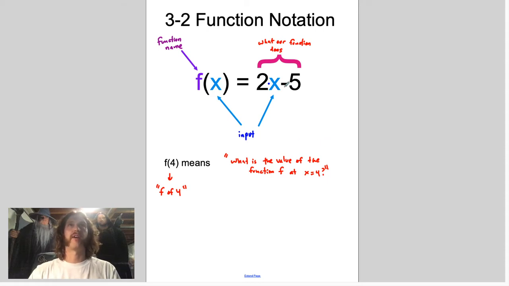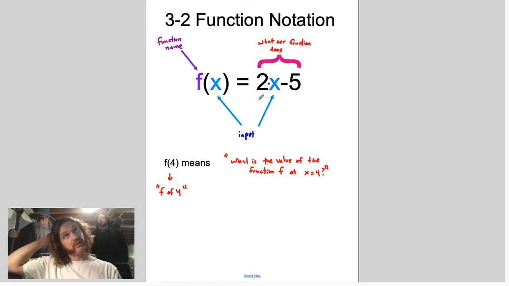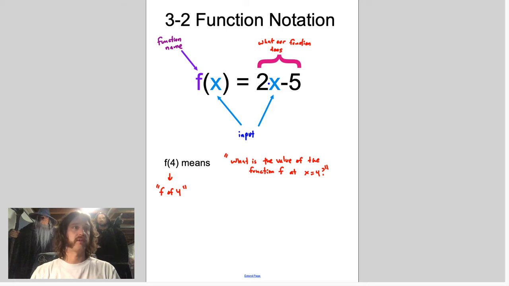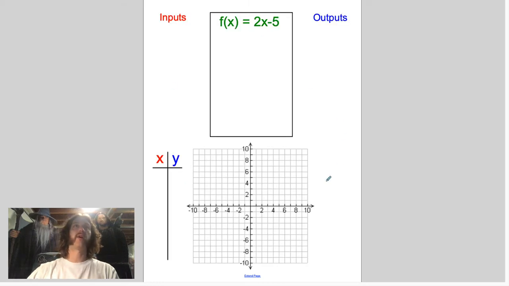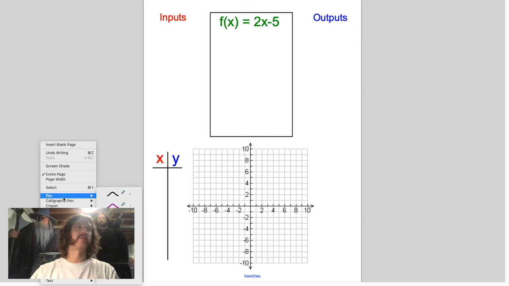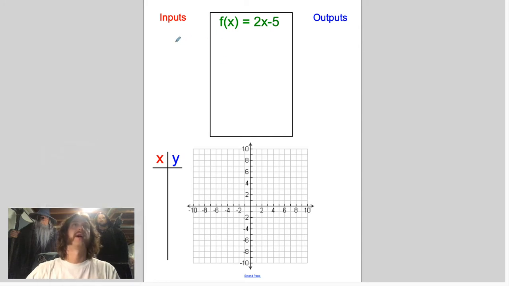We got our name, we got our inputs, and we've got what our function does. Fantastic. Let's keep cruising. So let's use function notation. Let's use plotting points as a method for graphing. I want to link all these things together here. So I'm just going to pick a couple inputs. How about we'll start with an easy one, 0, then something negative like -4, and something positive like 3.